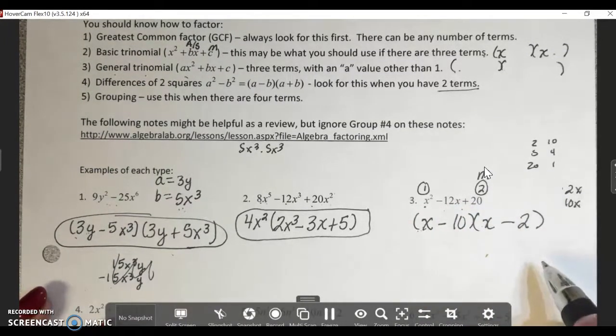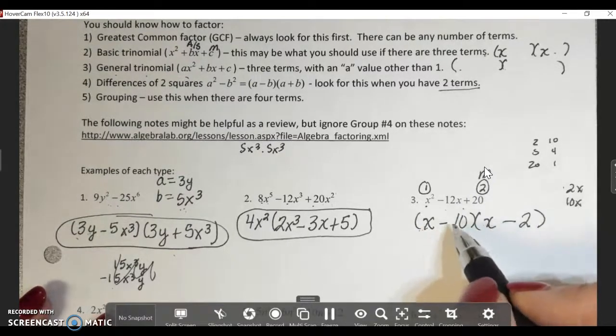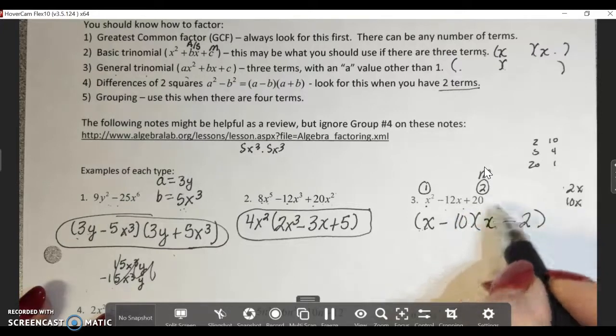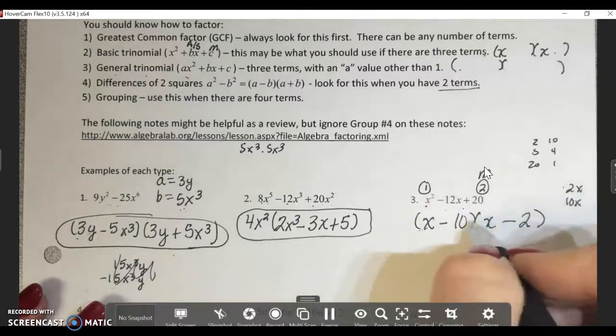You can go back and check if you want, but we know that the outers and inners work. I should check last times last. Will negative 10 times negative 2 give me positive 20? Yep, so we're right.